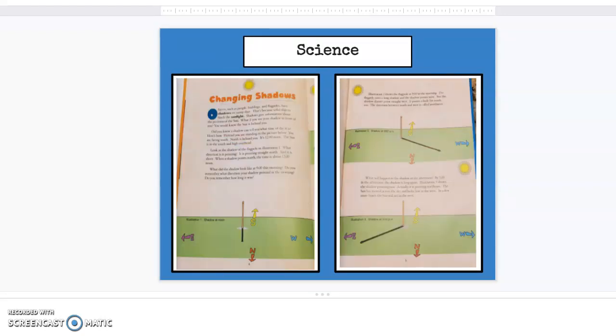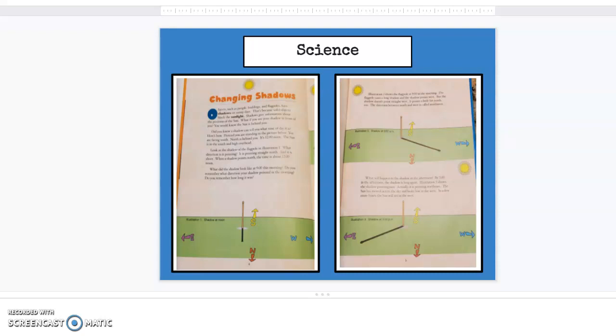Changing shadows. Objects such as people, buildings, and flagpoles have shadows on sunny days. That's because solid objects block the sunlight. Shadows give information about the position of the sun. What if you see your shadow in front of you? You would know the sun is behind you.